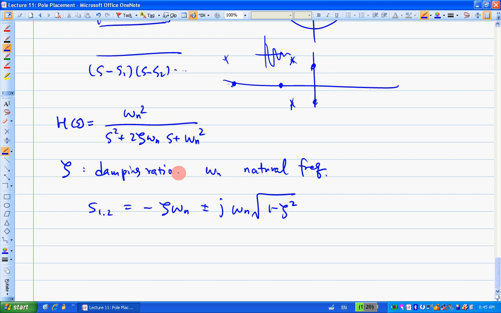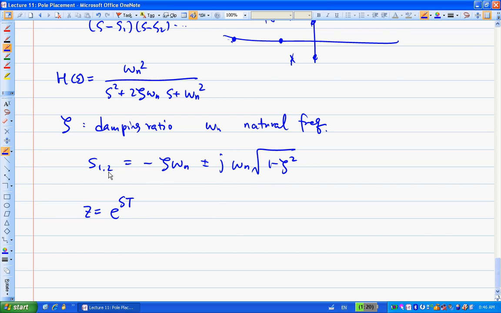Now, if we discretize this continuous system, or sample it using an impulse sampler, as we learned, the corresponding poles will be matched with this expression. What is this s? The s is this expression here. So it's e to the power of this whole chunk multiplied by T.